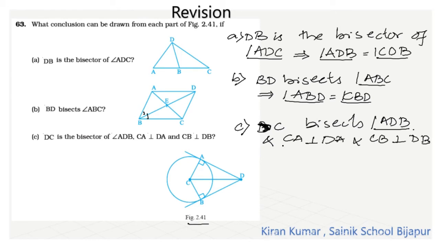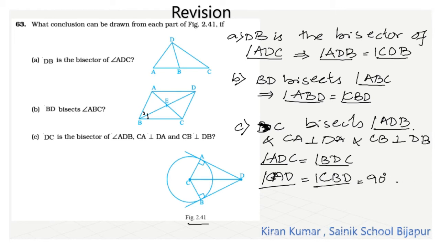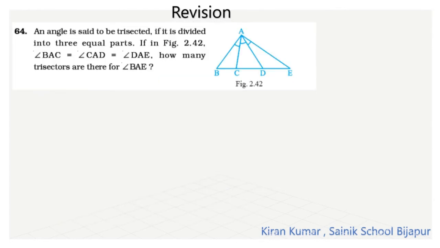angle ADC will be equal to angle BDC. This is one of the parts. One more part is, since there are perpendiculars, angle CAD will be equal to angle CBD and both measure 90 degree. Question 64. An angle is said to be trisected if it is divided into three equal parts.